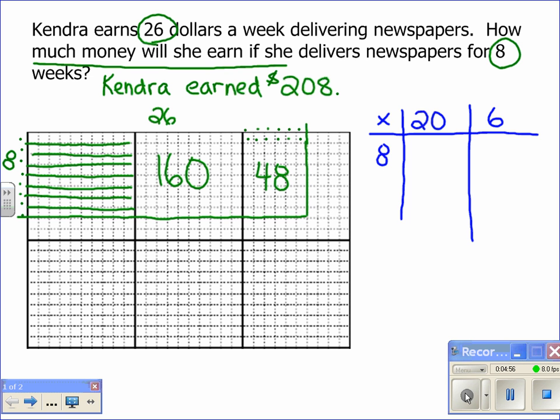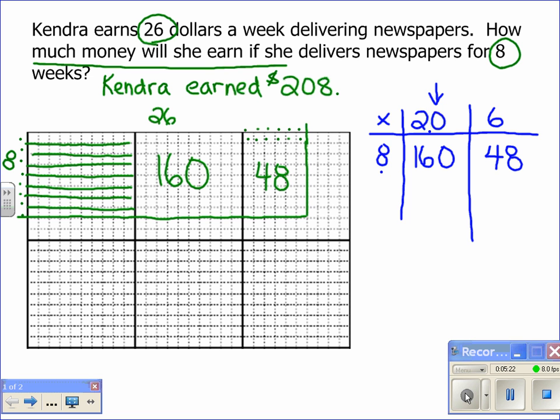So here I'm doing 8 times 20. Well, 8 times 2 is 16. 8 times 20 is 160. I'm adding a 0 from my factor. I'm looking at the 20 and the 8. I have a 0, so I'm going to add that. How many is 6 groups of 8? That's 48.